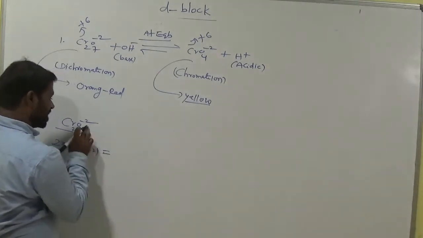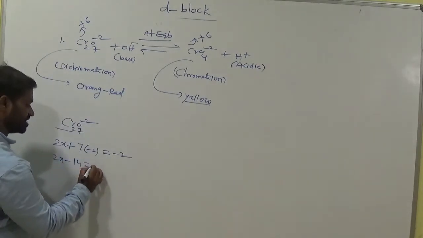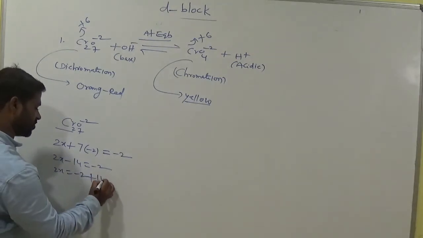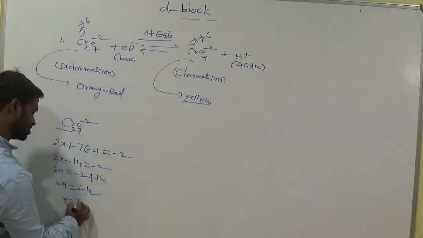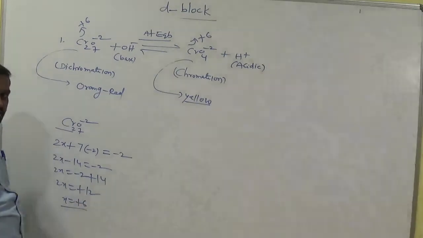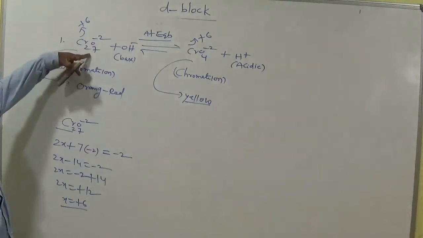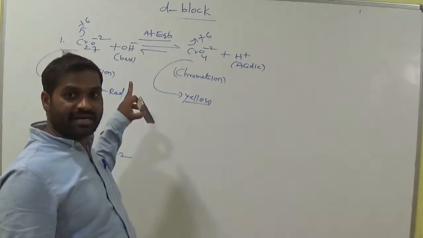So that is equal to what is the charge here? -2. So 2x minus 14 is equal to -2. 2x equals -2 plus 14. 2x is equal to +12. X equals +6. Clear? So what is the oxidation state of chromium in dichromate ion? +6. Each chromium is +6. 2 chromium atoms are there.